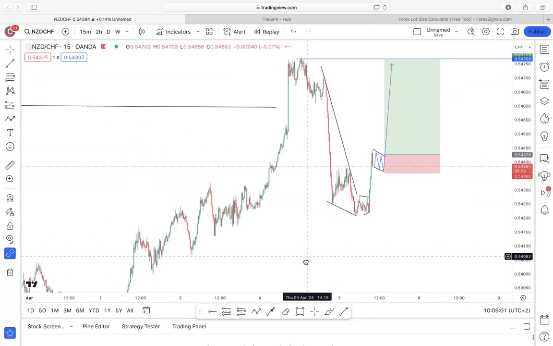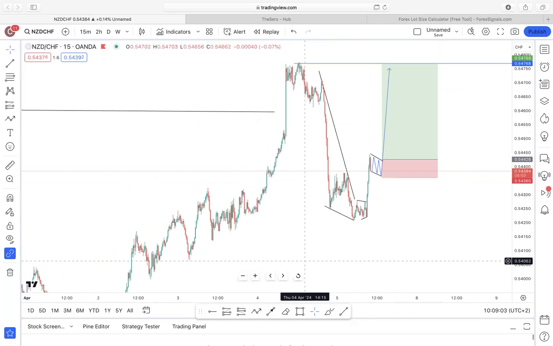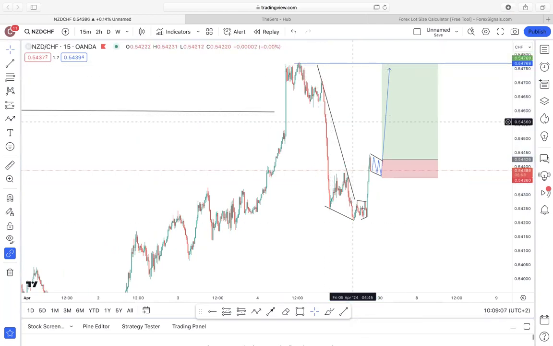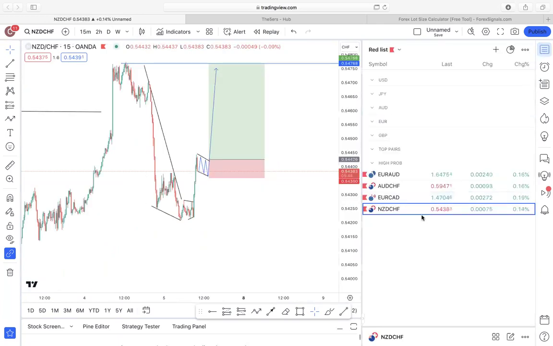As you can see, this is how I am looking at the New Zealand dollar over the Swiss franc. So we're looking to ride that mid time frame impulsive leg on the lower time frame, using those small corrective structures as our entry points. So this is how I'm looking at the New Zealand dollar over the Swiss franc.